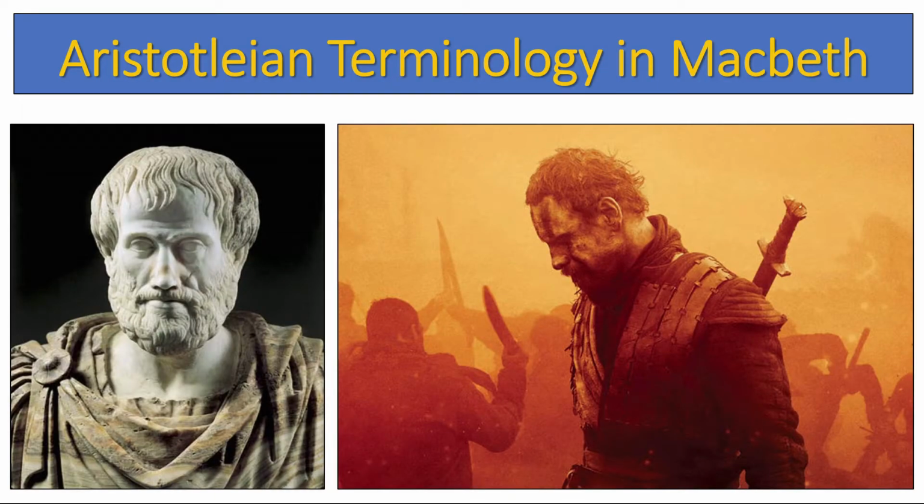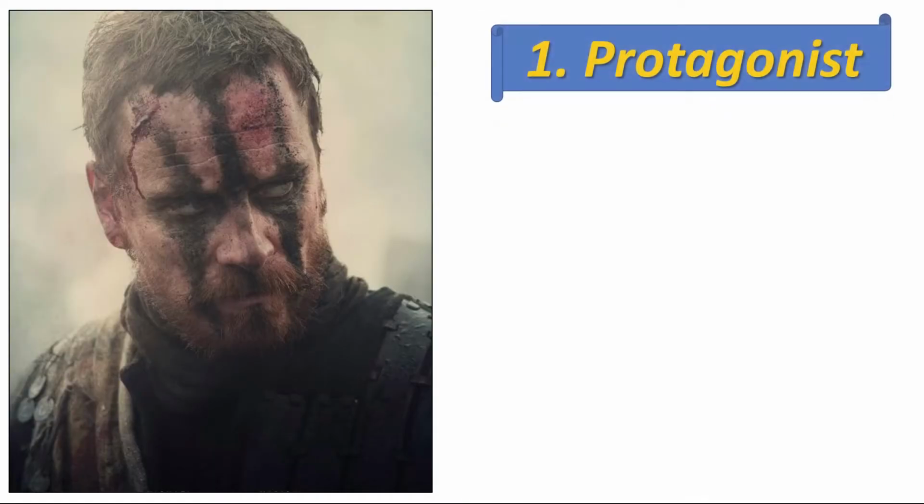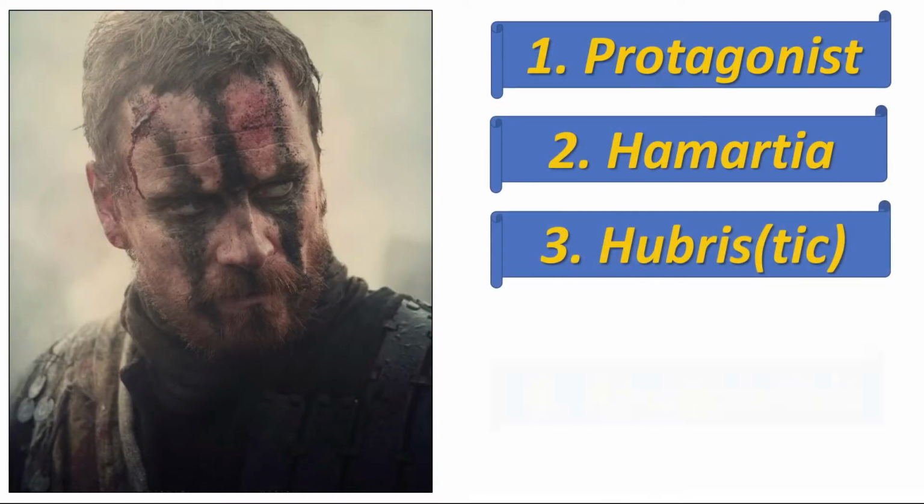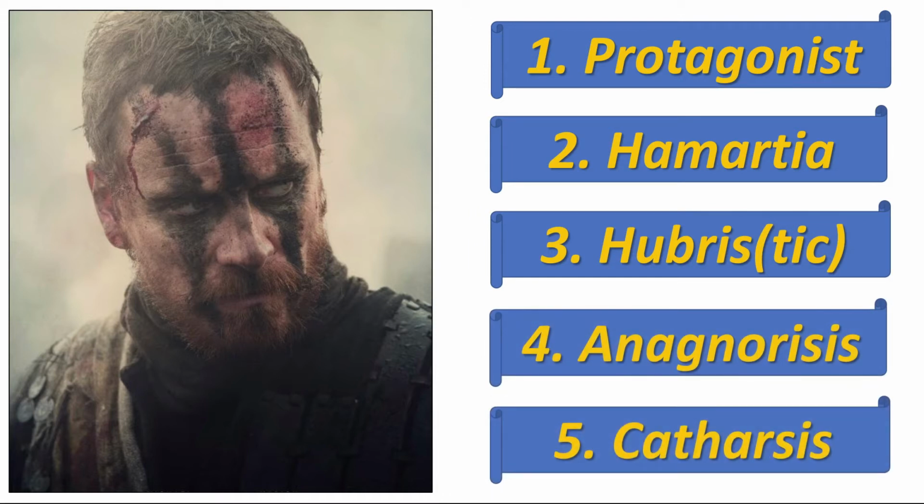To Lit Matters. This video is going to look at Aristotelian terminology in Macbeth, and if you are writing an essay on Macbeth or have an exam coming up, how to use some kind of fancy words, kind of fancy ideas to make your writing, your analysis seem just that little bit more sophisticated. The terms we're principally going to cover are as follows: Protagonist, Hamartia, Hubris or hubristic, Anagnorisis and Catharsis.